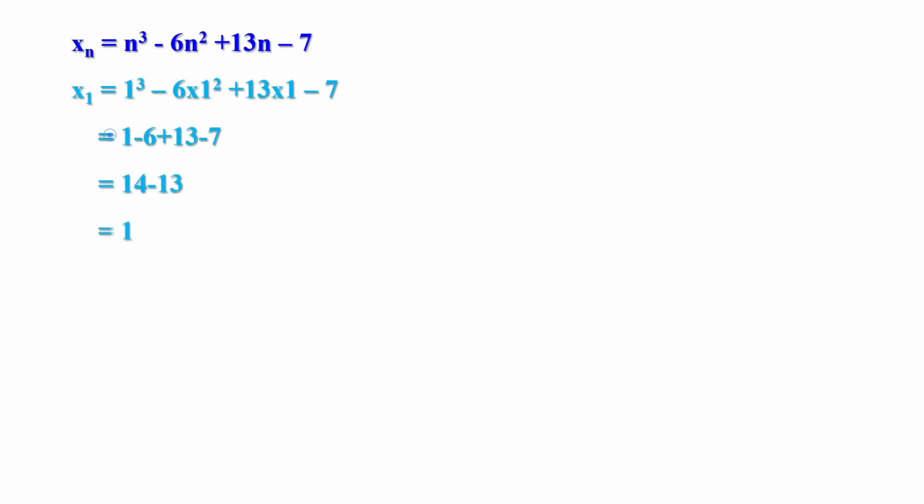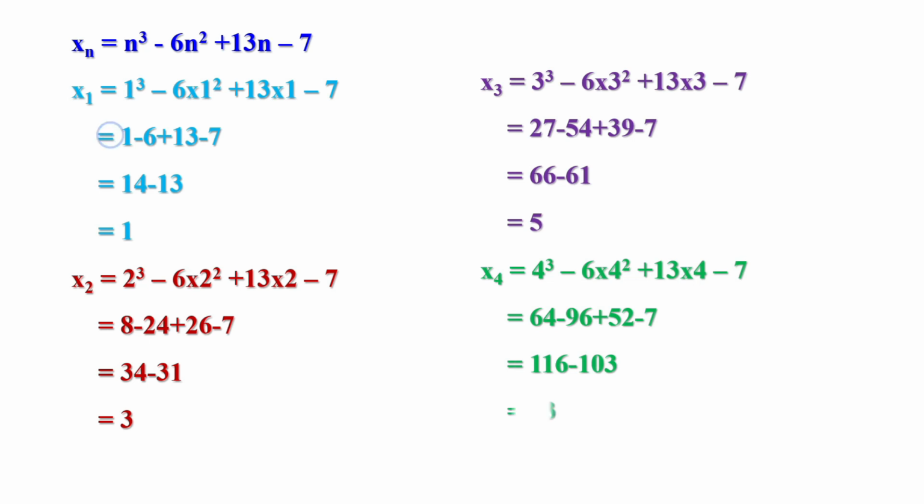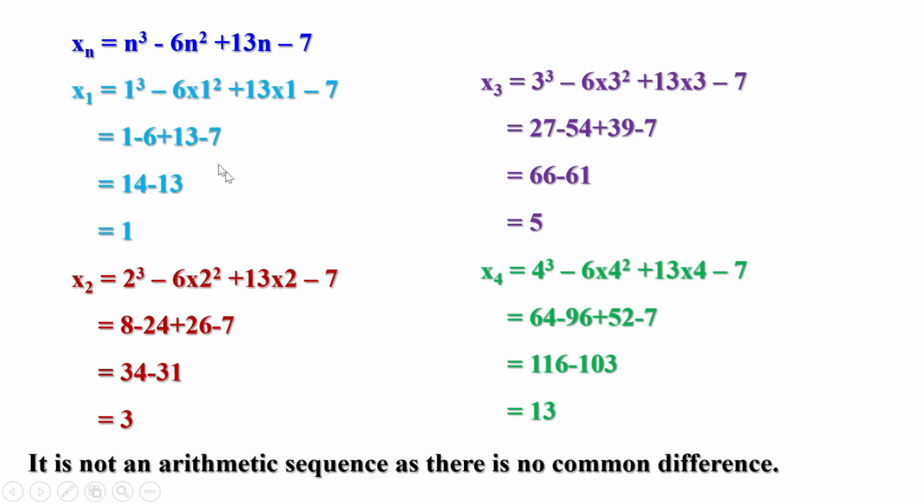Is it an arithmetic sequence? We found the first term, second term, and third term, and we felt that it is an arithmetic sequence. But when we found the fourth term, we understood that it is not an arithmetic sequence: 1, 3, 5, next is 13. But without looking at the terms, looking at the algebraic expression, we can say that it is not an arithmetic sequence because the algebraic expression is not of the form xn = an + b.